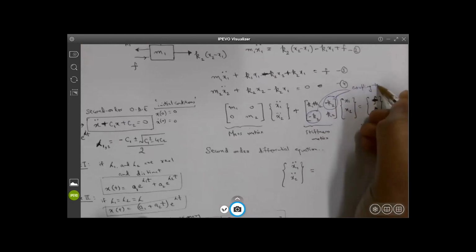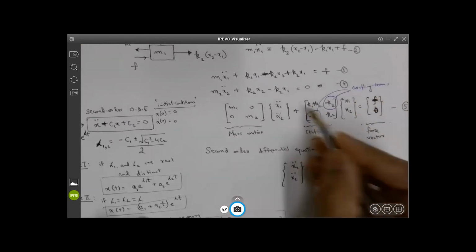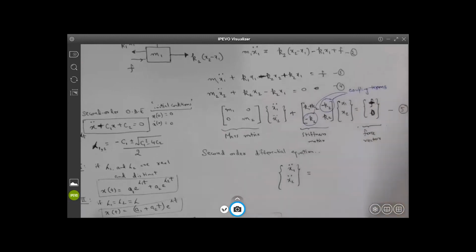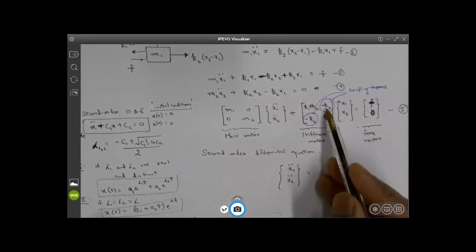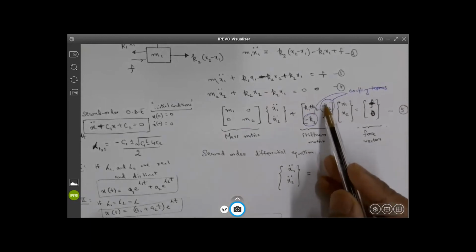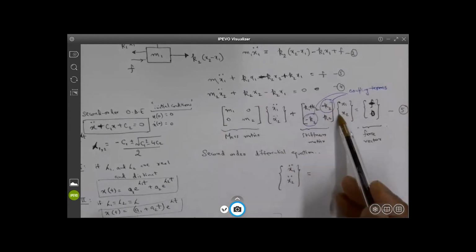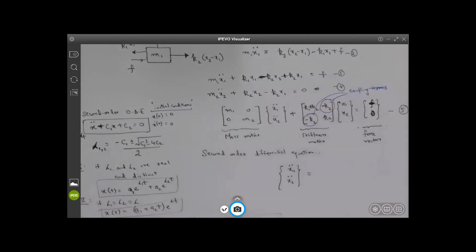They couple the equation together. Coupling the equations means they actually join the two equations together. The two equations are not independent of the other variable. Do you see what I'm saying? Imagine that if this becomes 0, then my first equation will not involve anything related to x2. I won't have anything related to x2. Do you see what I'm saying?